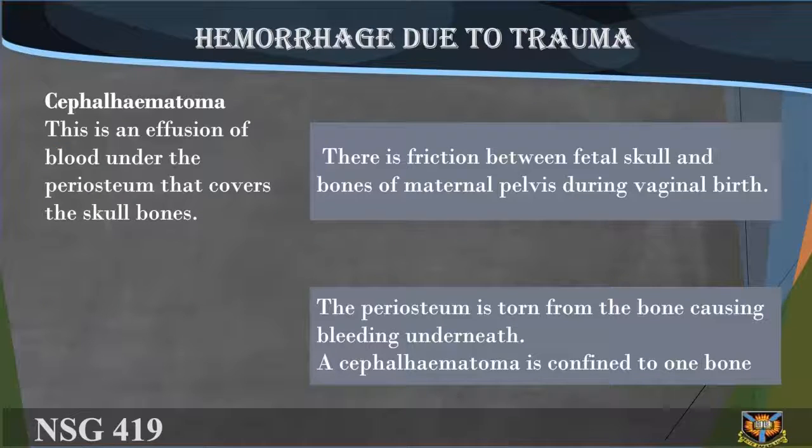Hemorrhage due to trauma. Cephalhaematoma. This is an effusion of blood under the periosteum that covers the skull bones. There is friction between the fetal skull and bones of the maternal pelvis during vaginal birth. The periosteum is torn from the bone, causing bleeding underneath. A cephalhaematoma is confined to one bone.